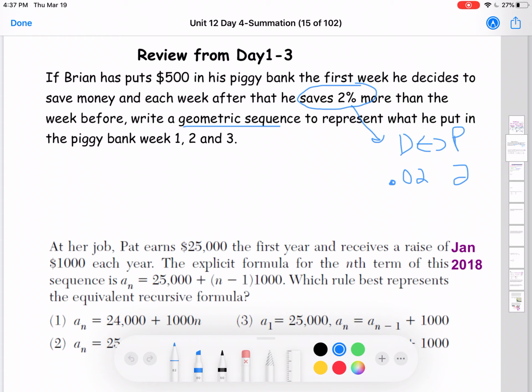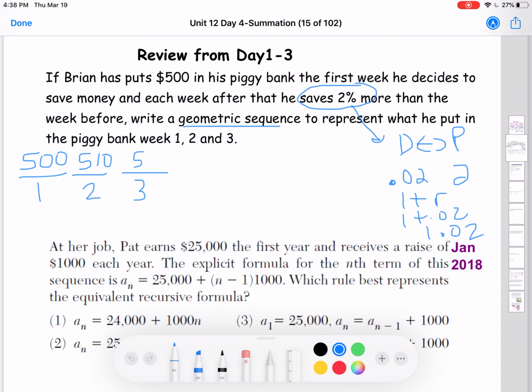That cannot be the common ratio because that wouldn't make me increase if I multiplied by 0.02. So remember, increase, 1 plus r. So 1 plus 0.02, so 1.02. 1.02 is going to be my common ratio. All right, write a geometric sequence to represent what he has week 1, 2, and 3. So week 1, we start out with 500. Week 2, we're just going to do 500 times 1.02. Enter. Times 1.02. Enter. And there we go.